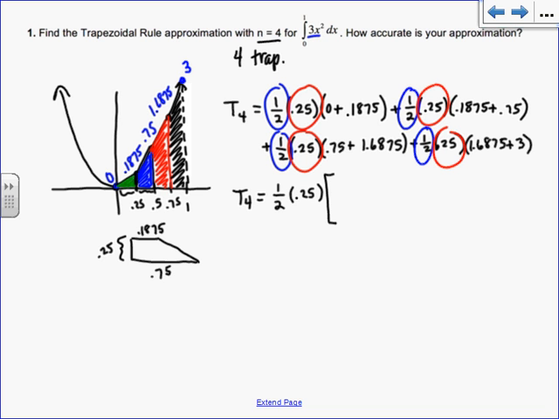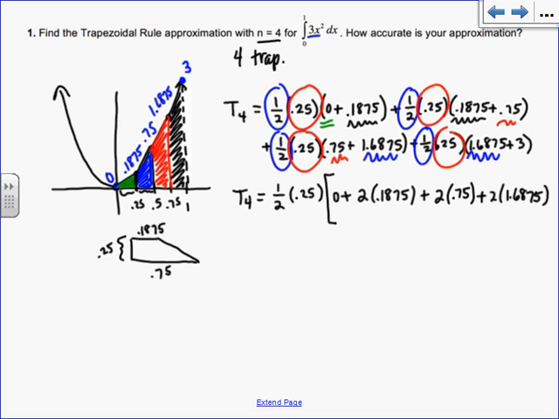All right, and then when we do that, we get our 0, and then we have 1.875, but then we have it again, right? So we have 2 of those 0.1875. And then we have 2 of the 0.75s, right? Because it's acting as the B1 for one of the trapezoids, but then the B2 for the other trapezoid, right? And then we have 2 of these 1.875s. And then lastly, we only have 1 of the 3s, right?